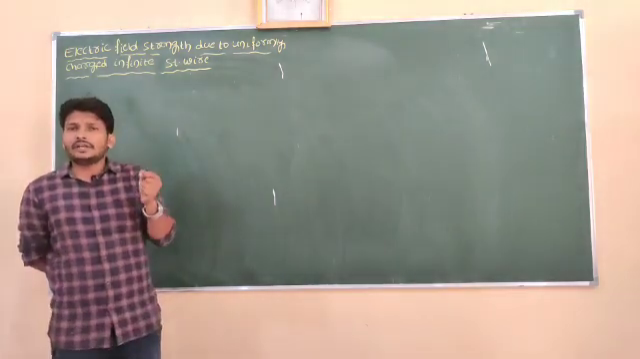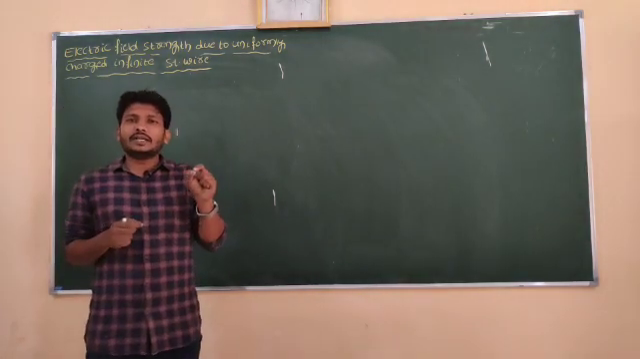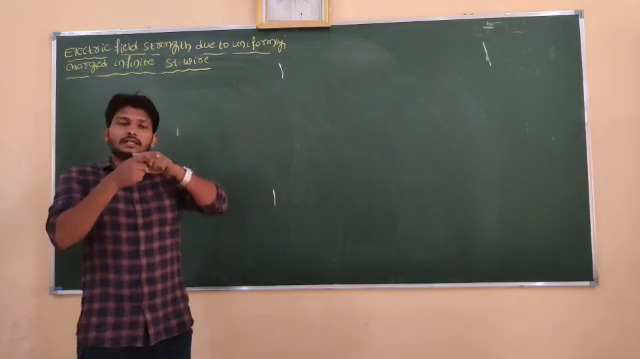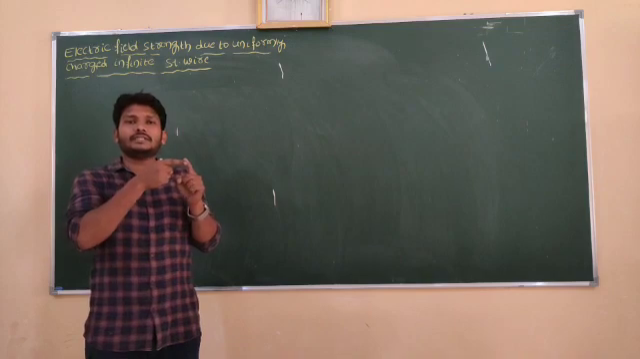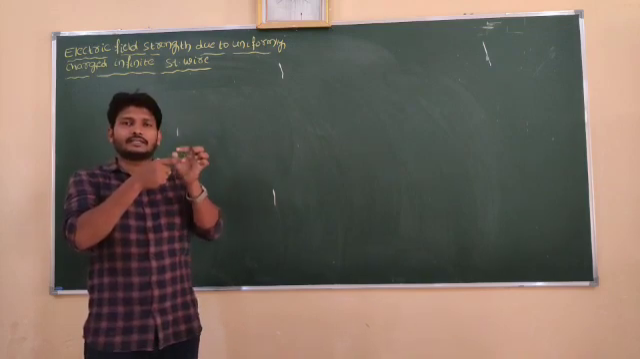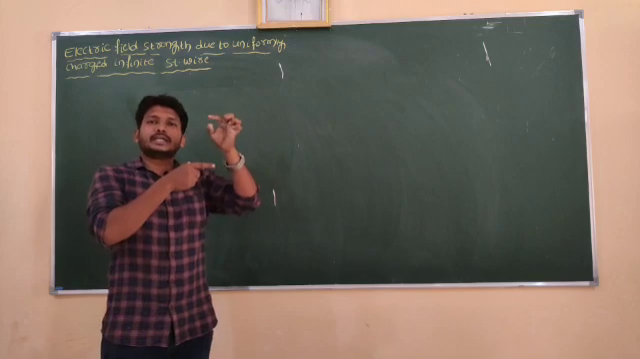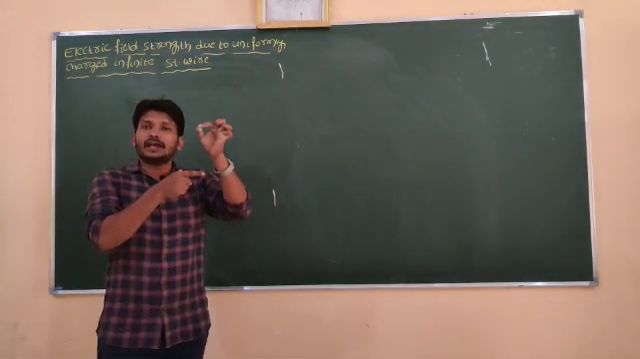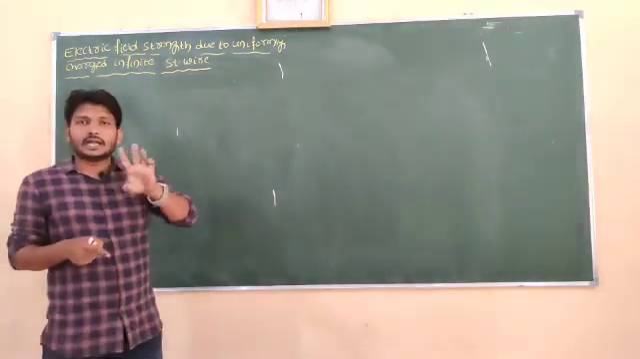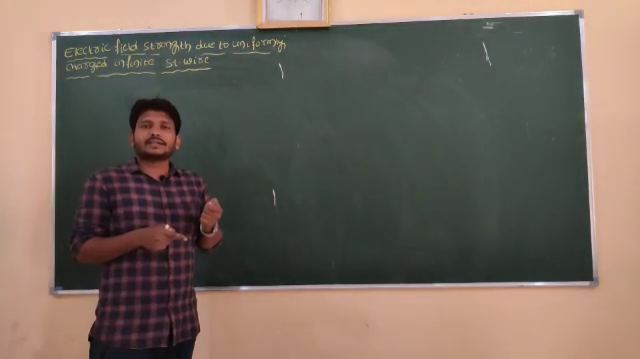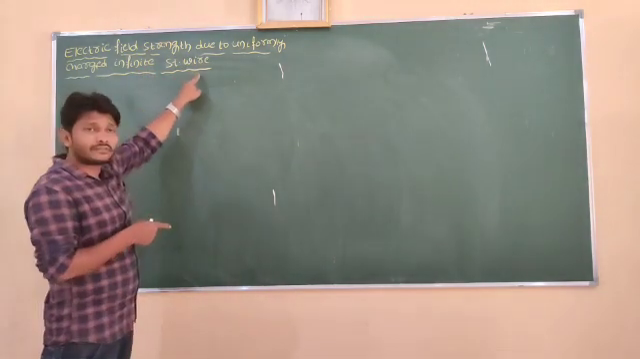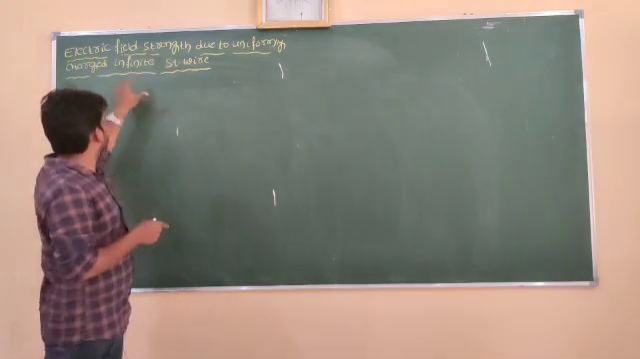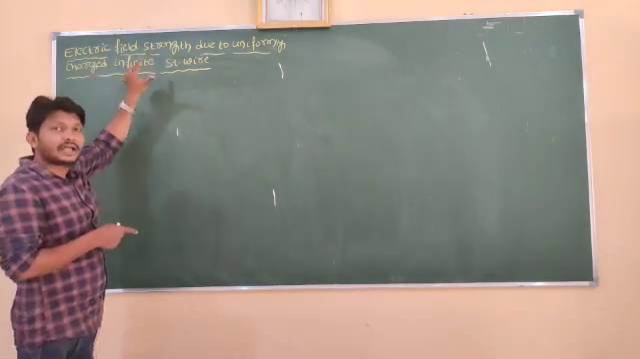For example, I will take one straight wire here. On that straight wire the charges are distributed uniformly. I will consider a point here, the point of observation. At that point I need to determine the value of the electric field strength. So let me derive an expression for the electric field strength due to a uniformly charged infinite straight wire.